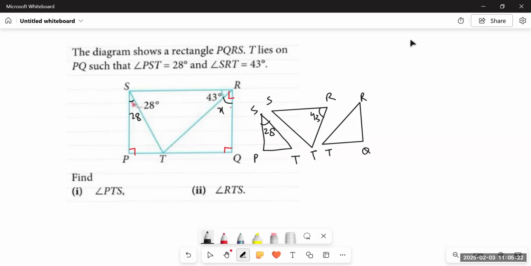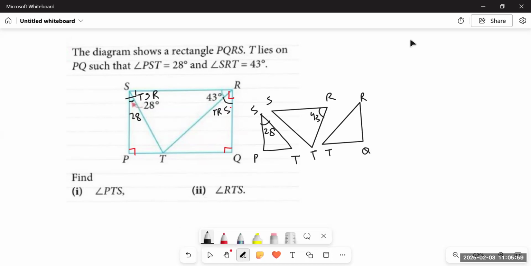43, and let's say this is angle X, or let us write it as TRS. So we can say angle TRS and 43 degrees have a sum of 90 degrees, because at point R it is 90 degrees. Similarly, at point S, angle PSR is also 90 degrees. So these two angles are complementary. That is, the sum of angle 28 and TSR, this is TSR, would have a sum of 90 degrees as well.